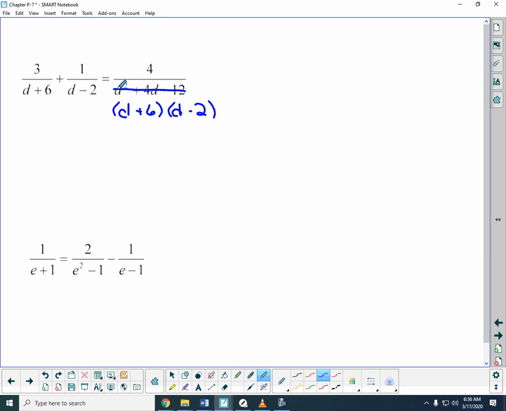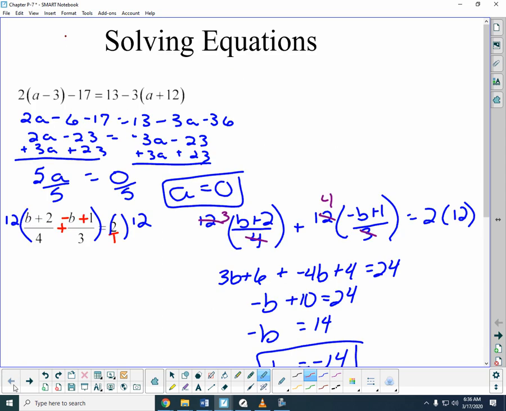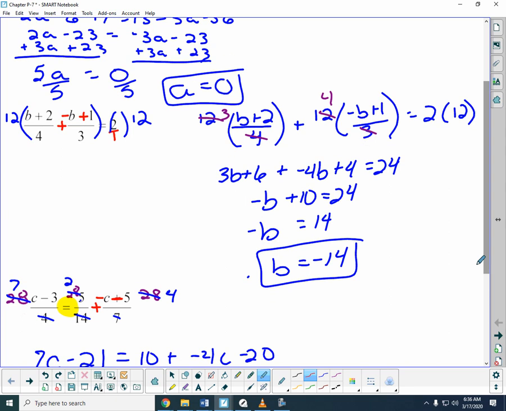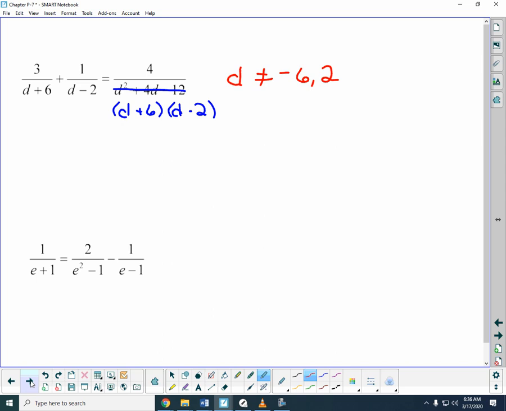The next thing, before I do anything else, is I'm going to go back to the last test, and I'm going to remember that I'm supposed to write down what the variable cannot equal. So I'm going to write that down, that the variable cannot equal negative 6 nor 2, because that would make the denominator 0. I did not have to do that back on this slide because my denominators never had a variable. This one, the denominators have a variable, so I'm going to write down what d cannot equal.